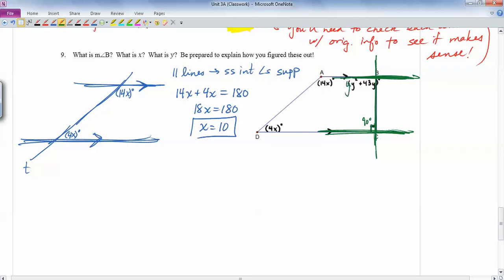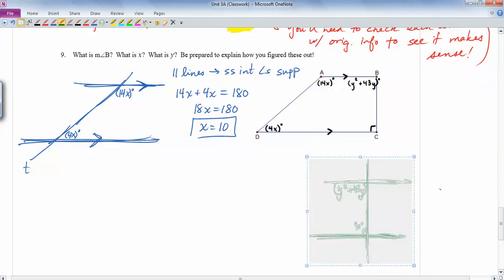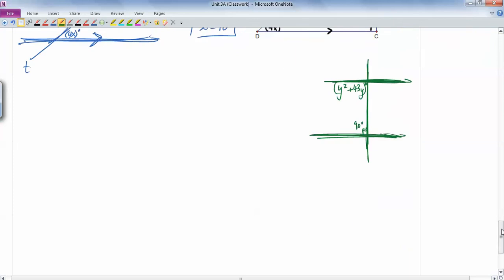This is y squared plus 43y degrees. And then let me move it down so it's easier to see. Okay, and these lines were parallel. Well, notice they're on the same side of the transversal, and they're in the interior here, right? Whoops, I lost my transversal.